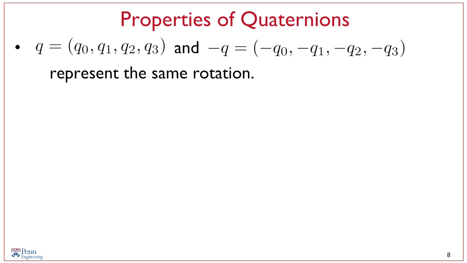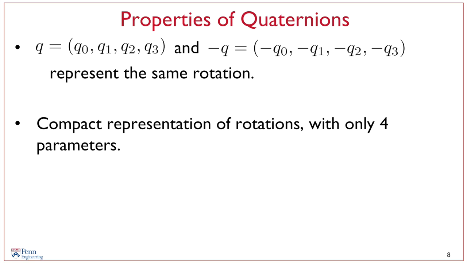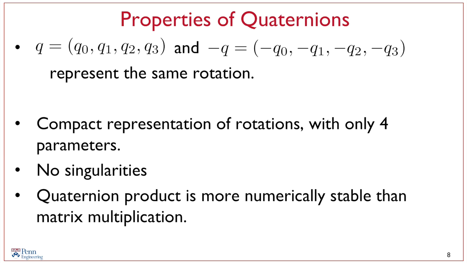There are a number of advantages to the quaternion representation. A quaternion only has four parameters, making it a more compact representation than rotation matrices. Furthermore, the quaternion representation contains no singularities. The quaternion product is also often more numerically stable than matrix multiplication, making it a common choice when working with rotations in software.